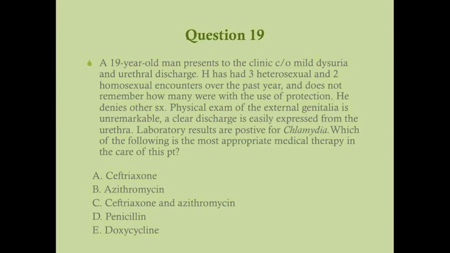But PO terbinafine would be the first drug, the first step in the management of this patient. A 19-year-old man presents to the clinic complaining of mild dysuria and urethral discharge. He has had 3 heterosexual and 2 homosexual encounters over the past year and does not remember how many were with the use of protection. He denies other symptoms. Physical exam of the external genitalia is unremarkable, and a clear discharge is easily expressed from the urethra. Laboratory results are positive for chlamydia.